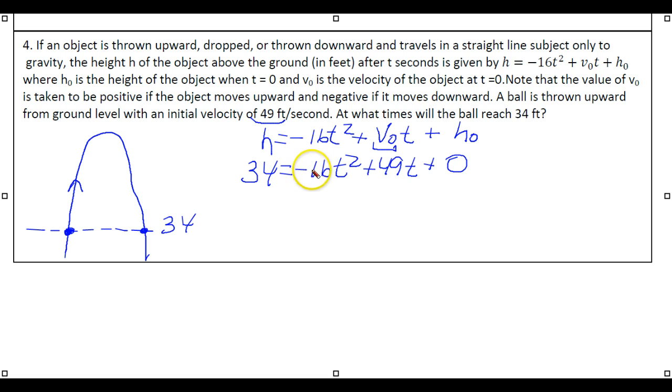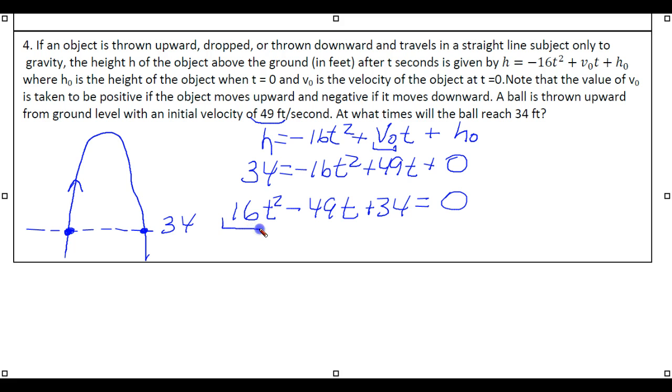So I like to keep my values positive, so I'm going to move everything over to the other side now. So I get 16t squared positive on this side, minus 49t, and this is still on that side, plus 34 equals 0. Now I can put that into the quadratic formula, or into my calculator, is what I did.